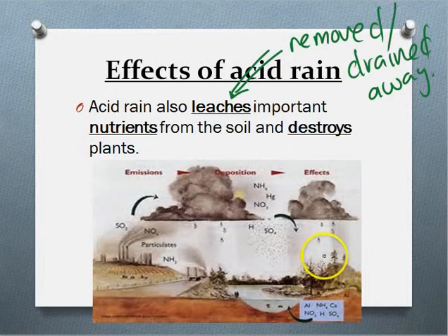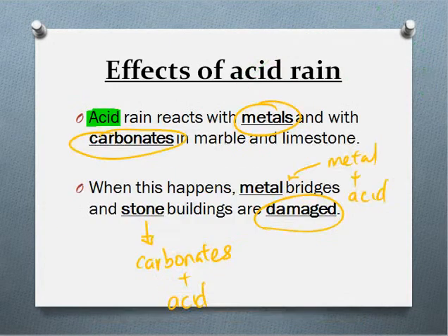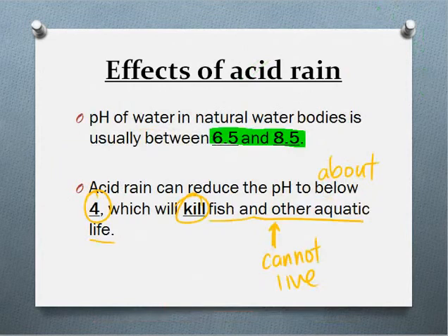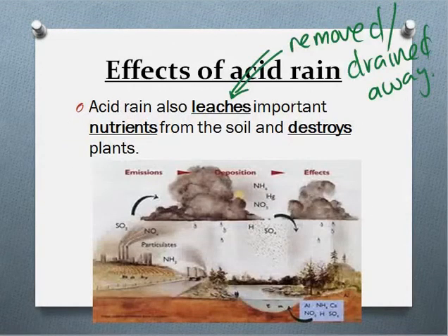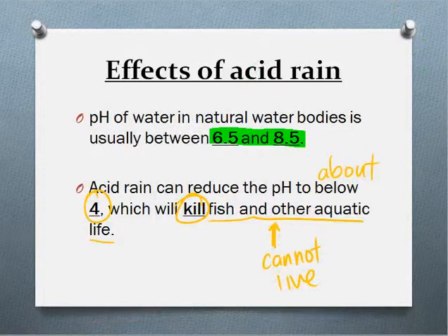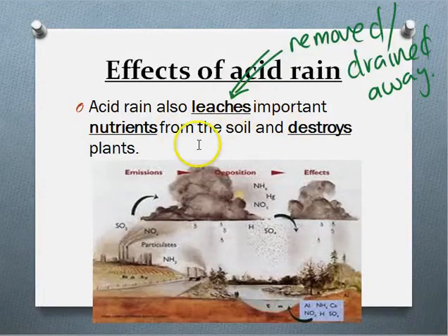So you can see that acid rain has quite a few effects. It will damage buildings. It will kill the fishes and aquatic life. It will also cause your plants to die because the nutrients are being leached. So these are the effects of acid rain, and that marks the end of the atmosphere and the environment.